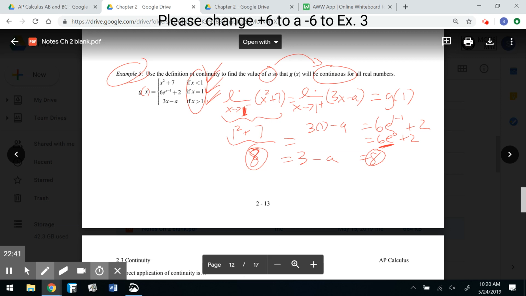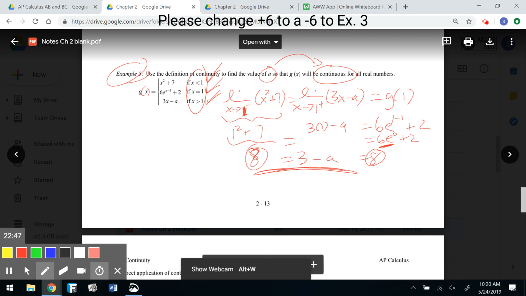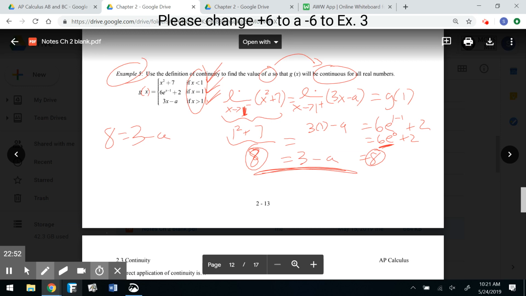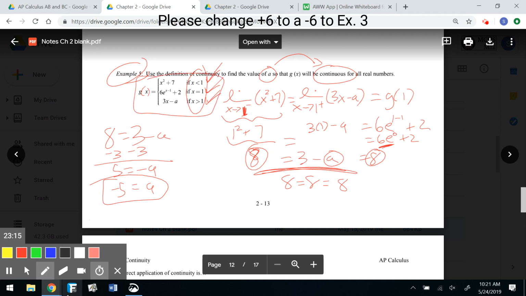Because I need all 3 of these things to match up. Now I'm going to work with 8 equals 3 minus a. Why am I going to work with that? Well, 8 is equal to 8, so I don't have to use that last piece. And guess what? That's going to enable me to find out what a is. Do a little math here. I get 5 equals a, negative 8, a is equal to negative 5. So guess what that means? If I plug a negative 5 in right here, I get 8 equals 8. And what does that mean, class, if all 3 of those are equal to each other? That means we are dealing with a piecewise function that is continuous everywhere.